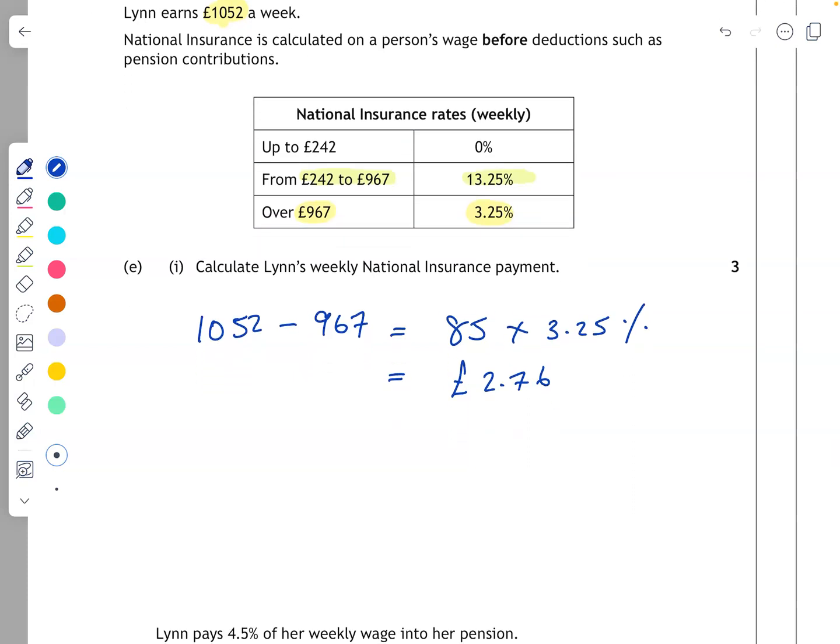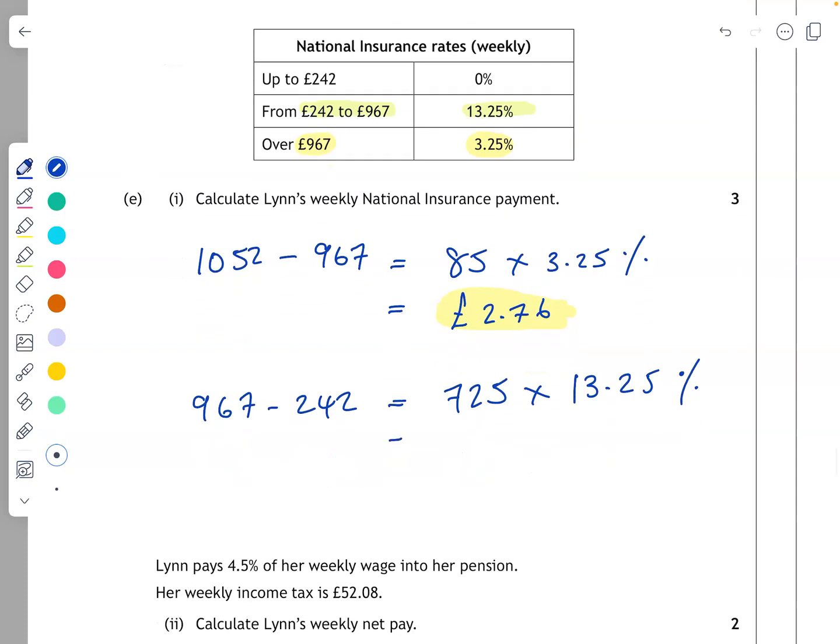So that's the yellow, sorry. So that's the one I've done in yellow. Now we want to do the one in green, so the middle bracket. So first of all, we want to figure out what amount is being taxed here. And all we're doing is the 967 minus the 242. First of all, that comes to £725. And it's that we are multiplying by 13.25%. And that comes to £96.06. So the national insurance contribution, that is just these two added up. It's the £2.76 plus the £96.06. And we get £98.82.